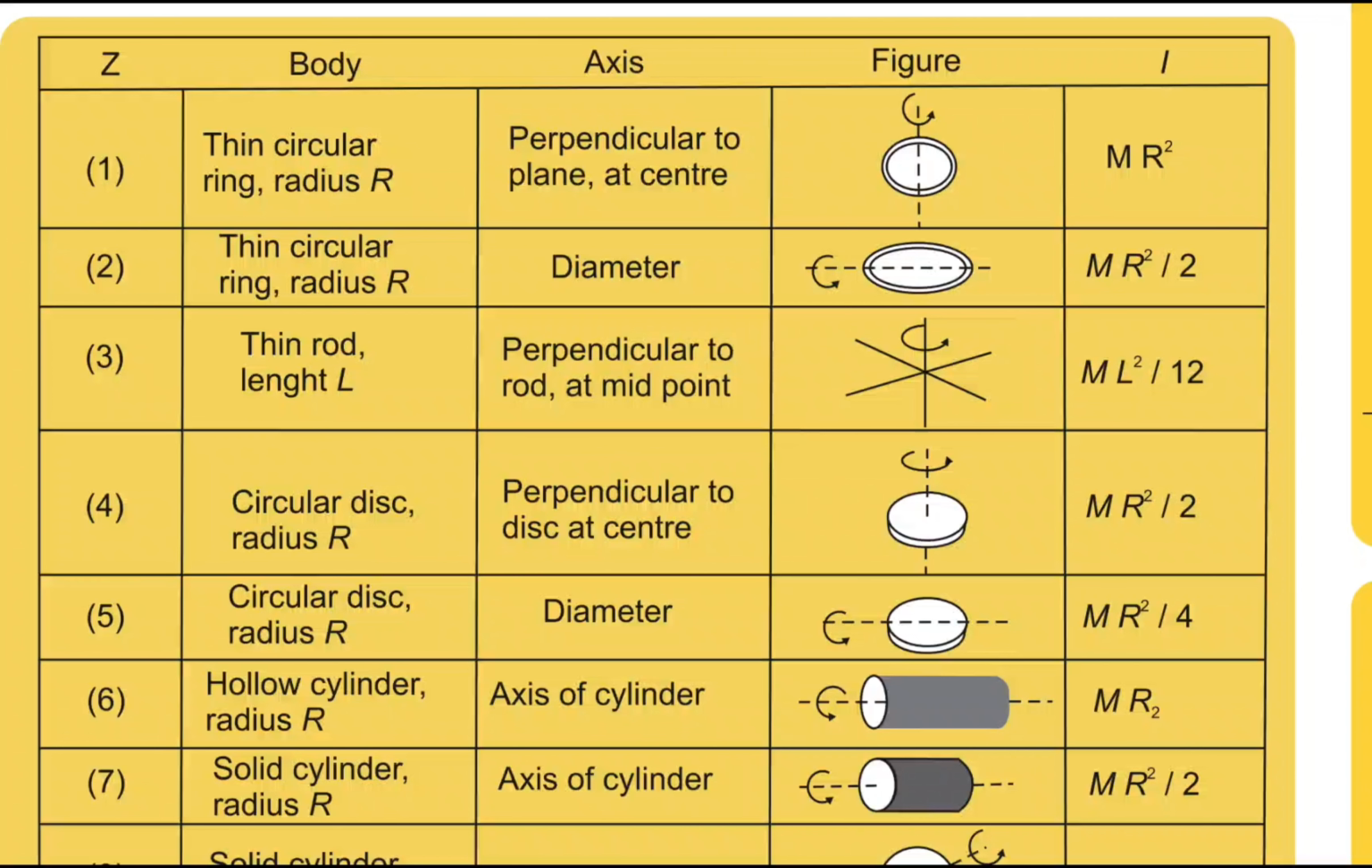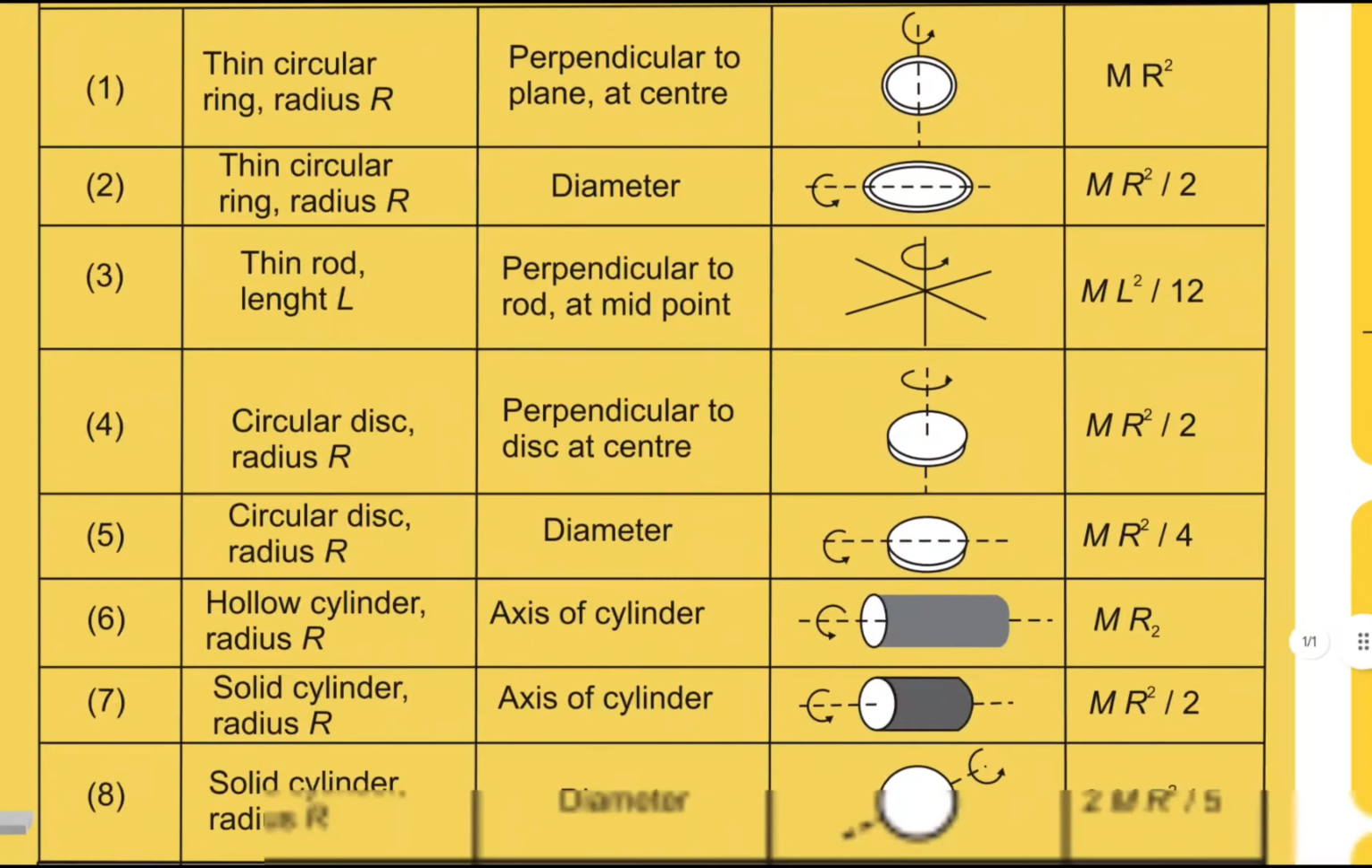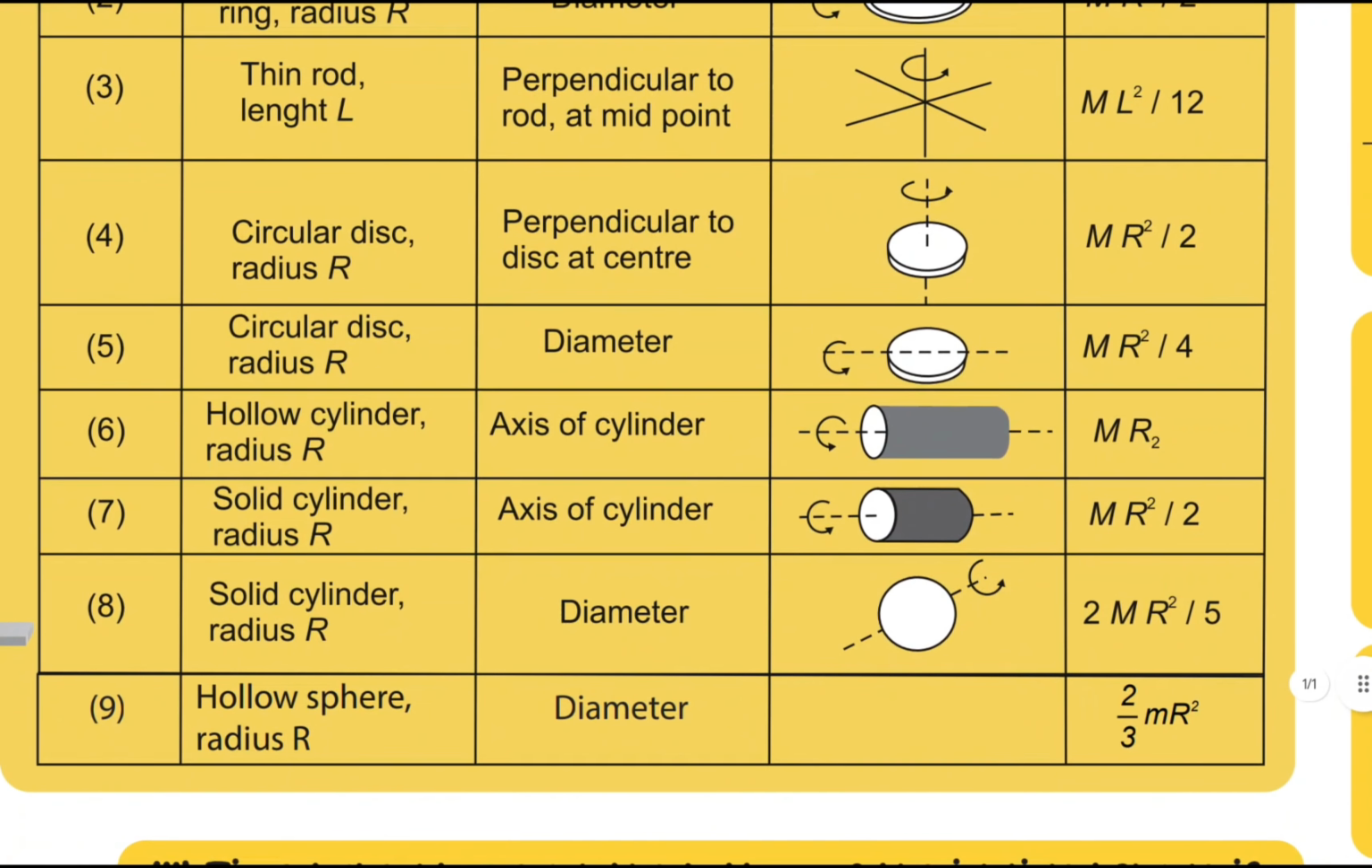Hollow cylinder of radius r, about the axis of the cylinder: mr square. Solid cylinder of radius r, about the axis of the cylinder: mr square by 2. Solid cylinder of radius r, about a diameter: 2 mr square by 5. Hollow sphere of radius r, about a diameter: 2 by 3 mr square.